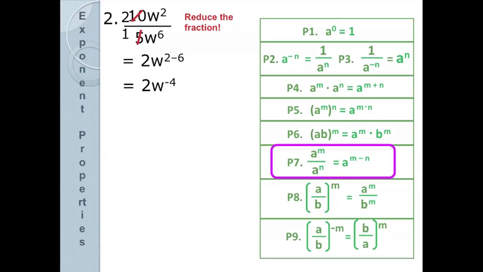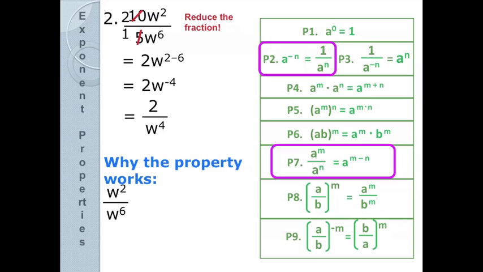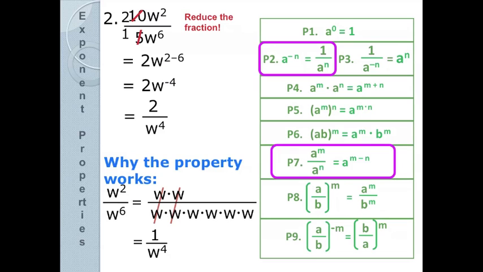We'll have to continue to simplify using property number 2. We have a negative exponent in the numerator, so we can change that to a positive by flipping it to the denominator. Notice the 2 stays in the numerator because it did not have the negative exponent. So our final answer is 2 over w to the 4th. Again, to see why this property works, you do not have to copy it down. It just helps give you a further understanding of the exponent properties.